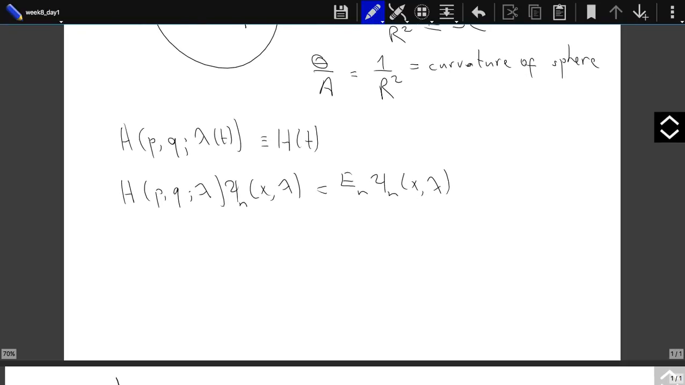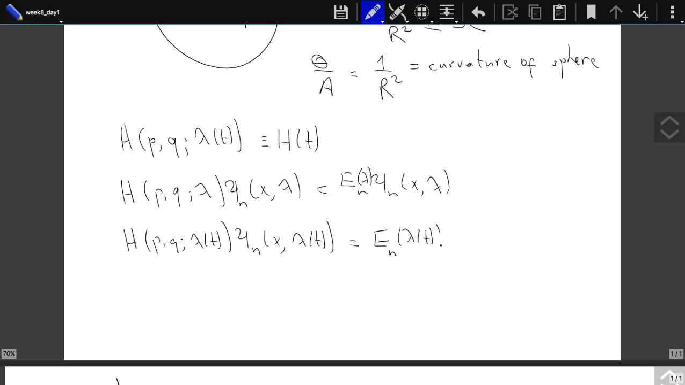And in this equation, if you just replace lambda with its time-dependent function, the eigen equation will still be satisfied. So H of p, q, lambda of t acting on psi n of x, lambda of t will be equal to, well, the energy also depends on lambda, En of lambda of t, times psi n of x, lambda of t.